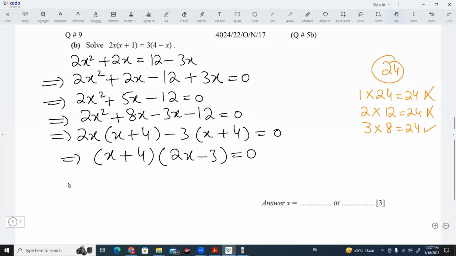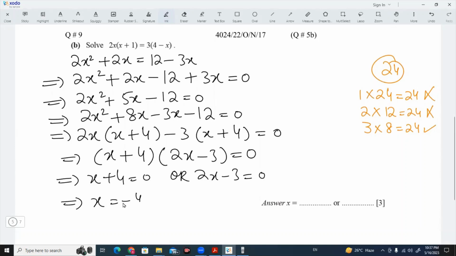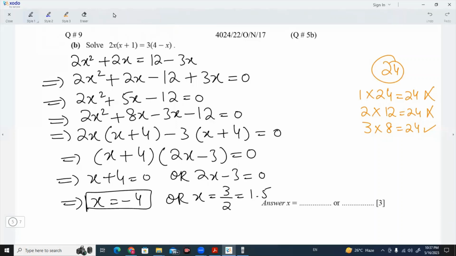So either the first one is 0 or the second one is 0. So x plus 4 equals 0 or 2x minus 3 equals 0. Bringing 4 onto the right hand side, it results in negative 4. Similarly, we have to bring 3 onto the other side, so it will be positive 3 divided by 2, which is 3 by 2, or we can say 1.5, because we have calculators. We can write our answers in decimal in paper 2, no issues at all. So negative 4 and 1.5 are the answers for question number 9.